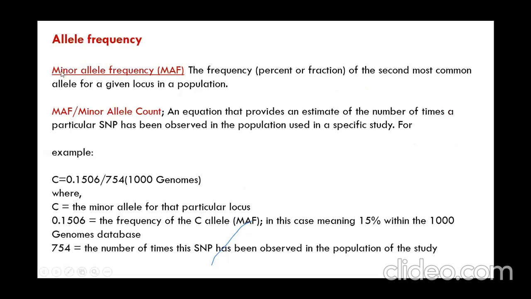One more important term here is allele frequency. For example, for a given allele, what is the variability in terms of how many times I can find A, how many times I can find G, or is there more? What is the frequency of the alleles? That is called minor allele frequency. It is the fraction of the second most common allele of a given locus in a population. You use a specific formula for that. For example, C is the minor allele here. You compare in terms of the genome assembly how many times you can find this C allele among the 1,000 genomes.